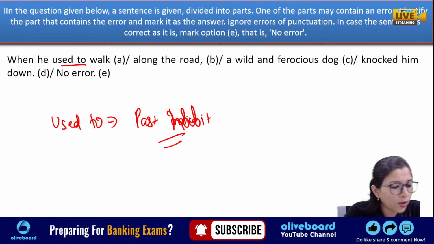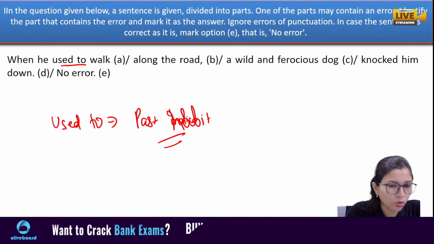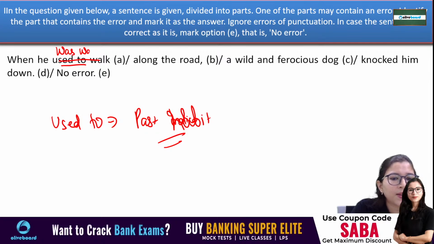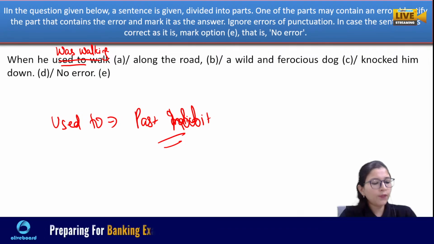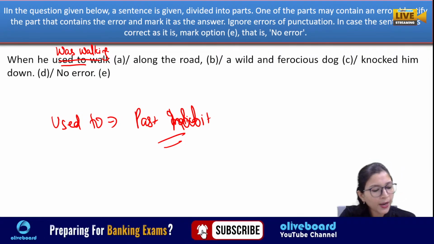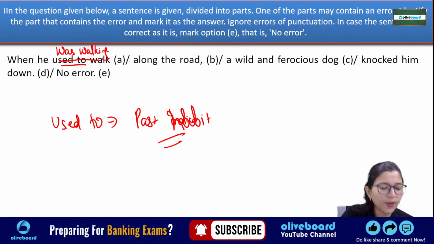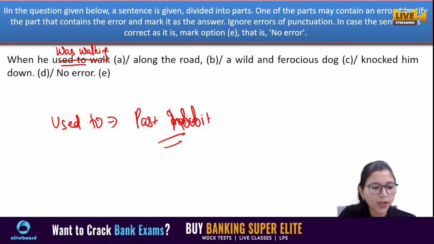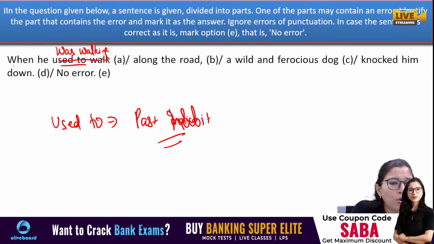When he used to walking, no, used to walking is also incorrect. Simply, when he was walking, this is a one time incident. It is not a habitual incident. Not even while. That is why I asked for the exact correction, because I knew some people would replace when with while. While he was walking, that is also correct. When he was walking, that is also correct. So there is no error in the when part.